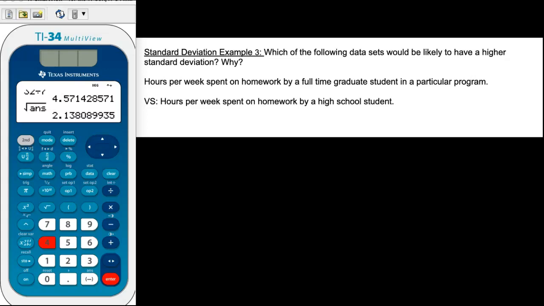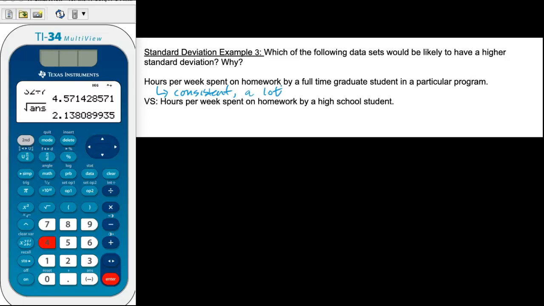So when you think of the hours per week spent on homework by a full-time graduate student, my guess is that they would be consistent and that it would probably be a lot. So they would probably be spending consistently a lot of time on homework because that's usually what graduate studies involve. Versus with high school, I would say it's less consistent. There are times where there's a lot of homework and there's times where the homework gets a little bit lighter, and maybe it tends to go up or down and vary a little bit more.